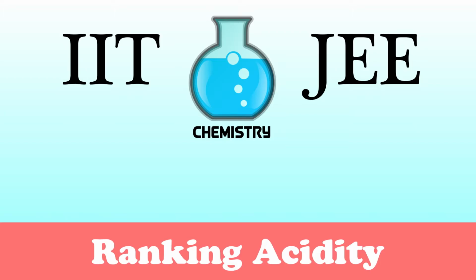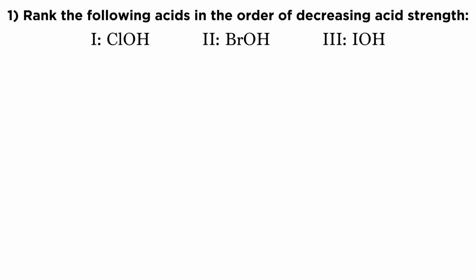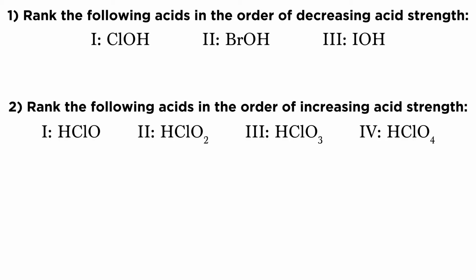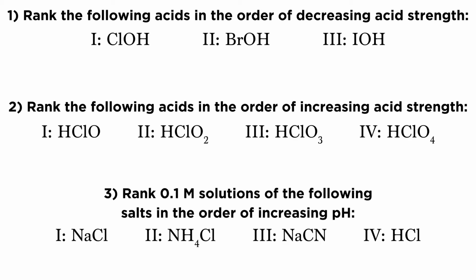Okay, let's try some problems where we rank according to acidity. So question 1 asks us to rank the following acids in the order of decreasing acid strength, and we have 3 acids there. Number 2 says rank the following acids in the order of increasing acid strength, and we have 4 acids listed there. And then number 3 says rank 0.1 molar solutions of the following salts in the order of increasing pH. So we need to know some things about pH.